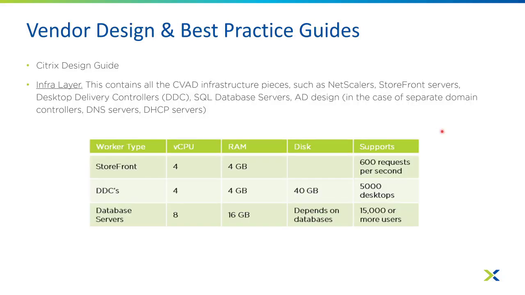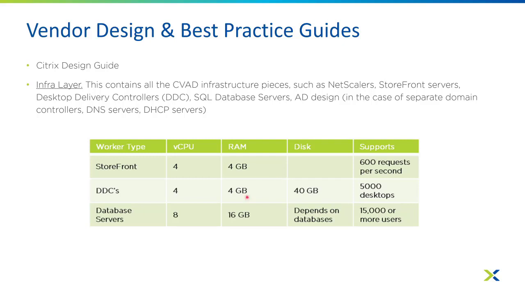We also look at vendor design and the best practices. So this is based on information taken from the Citrix design guide, so the Citrix VDI design guide, talking about the infrastructure layer. So I mentioned earlier that often gets overlooked. This is talking about all the pieces that are required to be able to run your virtual apps and desktop infrastructure. So your NetScalers, storefront servers, the delivery controllers, I think they're called nowadays. When I used to work there, it was desktop delivery controllers, your database servers, Active Directory design, stuff like that.